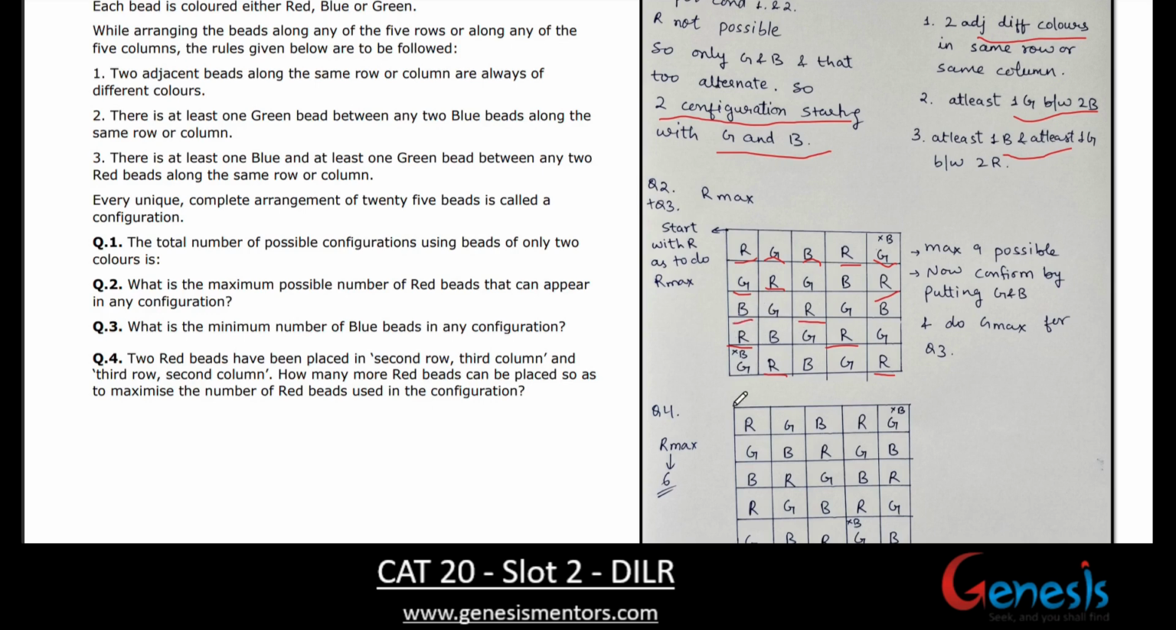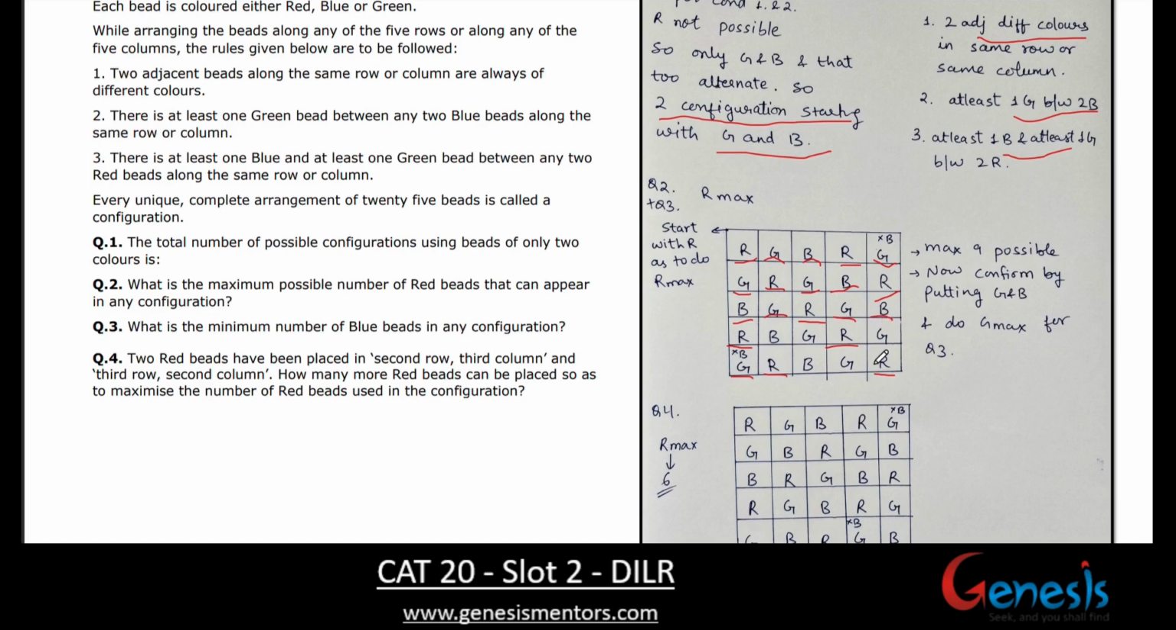Then B, again similarly B cannot be here because there should be one G between two B, so we'll put G. Then again, if this is B, this should definitely be G, right? If this is G, this should be B. If this is B, this should be G. If this is G, this should be B, right?